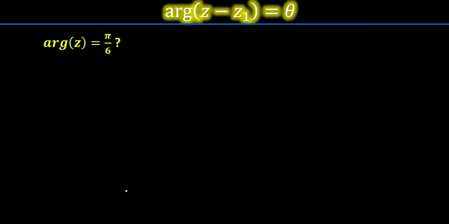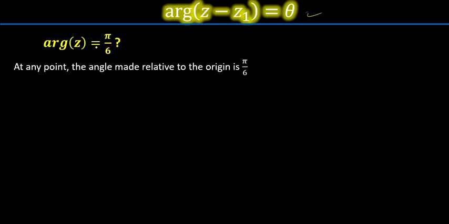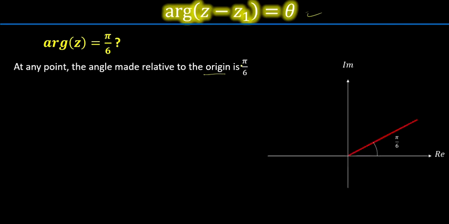Now the third one in your syllabus. If you have the argument of z minus a given number equal to theta, an angle is given to you. For example, arg(z - 0), nothing, means 0. It means you need to make an angle from the origin, from 0, and that angle is pi by 6. What does this mean? This means you have to make an angle from the origin of pi by 6 like this.